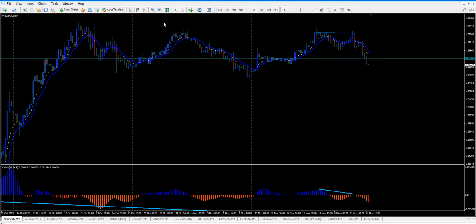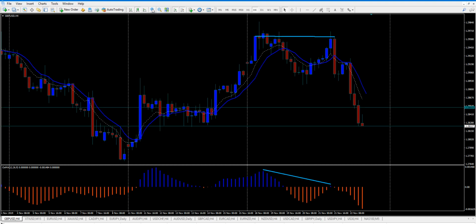I could even make this bigger so you can see it, because it's so stretched out over a long period of time. Let's make it bigger. There. Now we can see that puppy. So as you can see, we've got a double top here, and we have divergence because we have a higher high with a lower high on the indicator of choice, which is the OSMA.